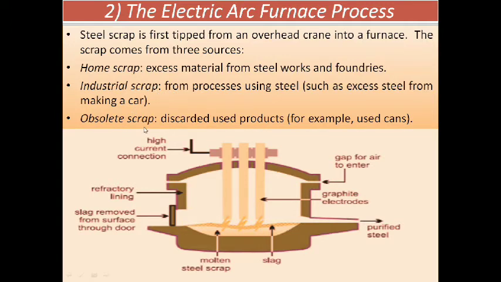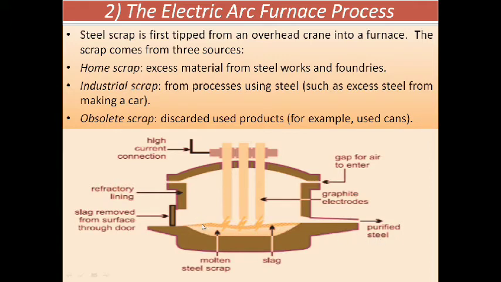Obsolete scrap means discarded used products, for example, used cans. This is also obsolete scrap. The whole mixture is taken here, and after that, by passing the high electrical current, we obtain purified steel.